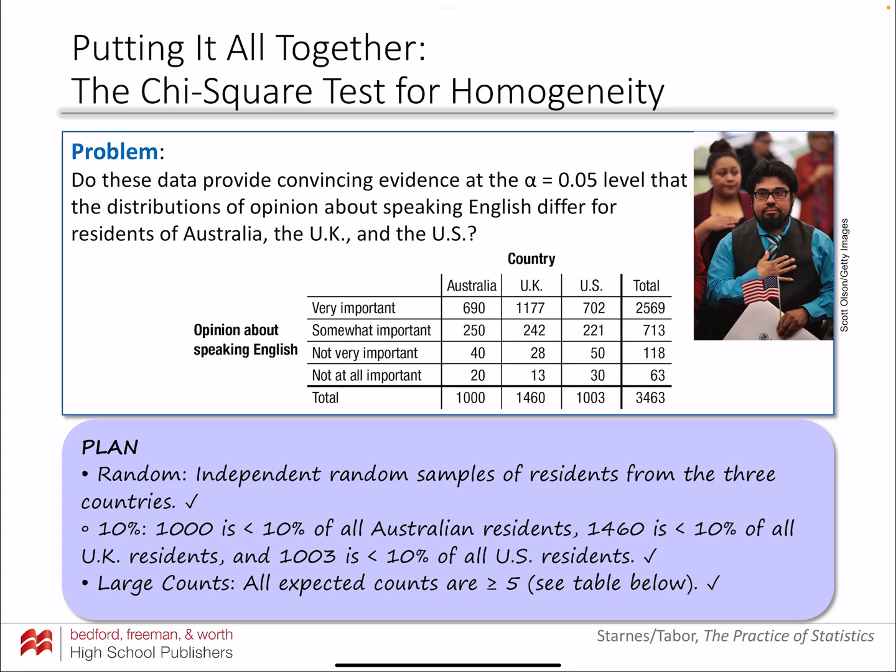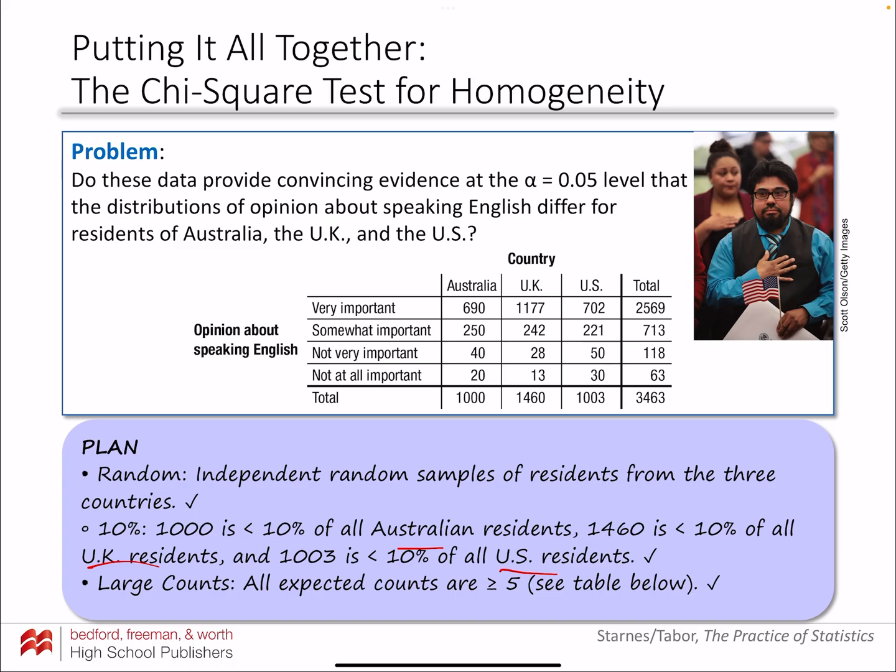Okay, so conditions. Remember, random, 10%, large counts conditions. So they told us that these were 3 different independent SRSs. So that's your random condition. Because they were SRSs, we need to check the 10% condition for each random sample. Remember, there were 3 different random samples. So we checked the 10% condition of Australian residents, UK, and US, right?